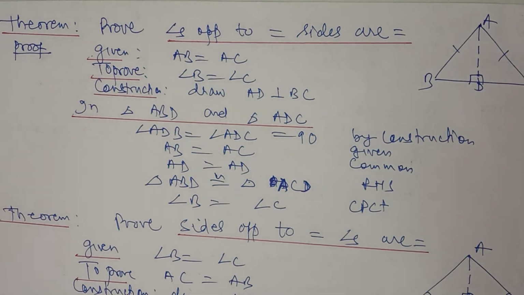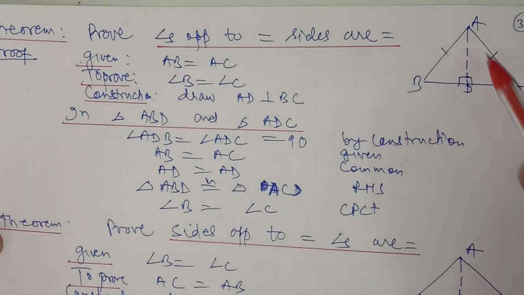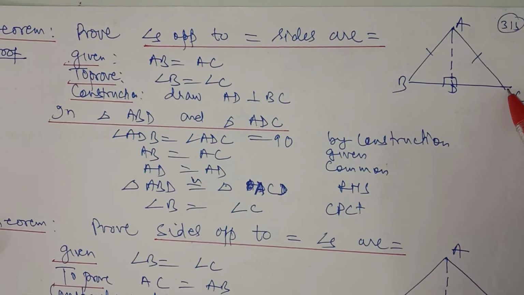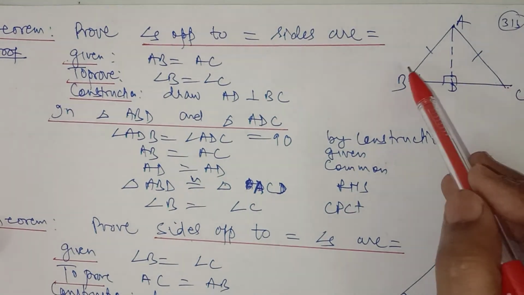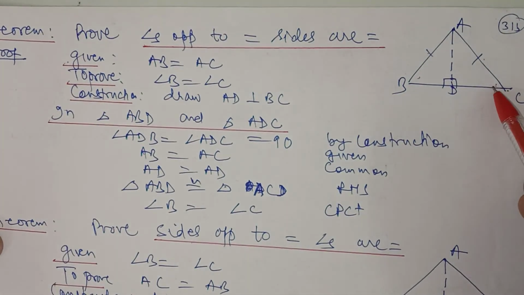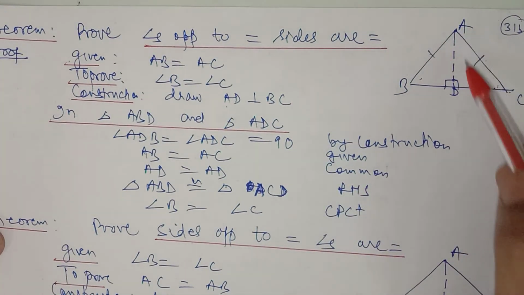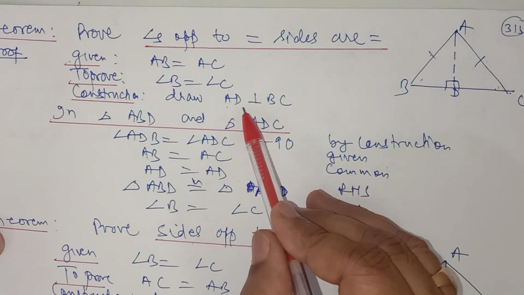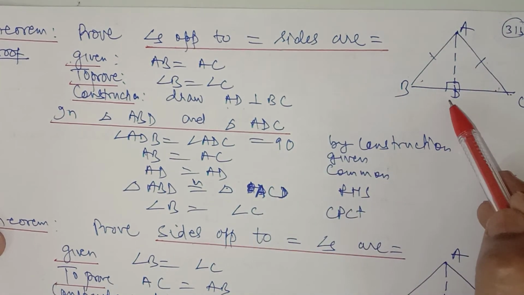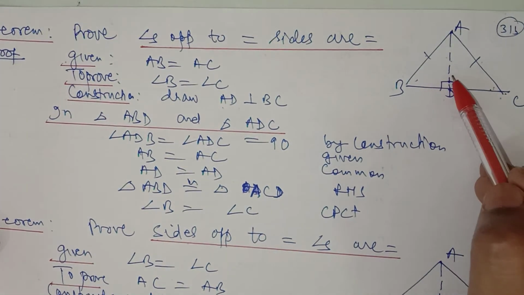Now you have to prove that the angles opposite to equal sides of a triangle are equal. In triangle ABC, AB is equal to AC, and you have to prove that their opposite angles are equal, that is, angle B is equal to angle C. Sides equal, then their opposite angles are also equal. So how do you have to prove it? You have to prove it by doing a construction here. Draw AD perpendicular to BC. You have to draw the construction by a dotted line.